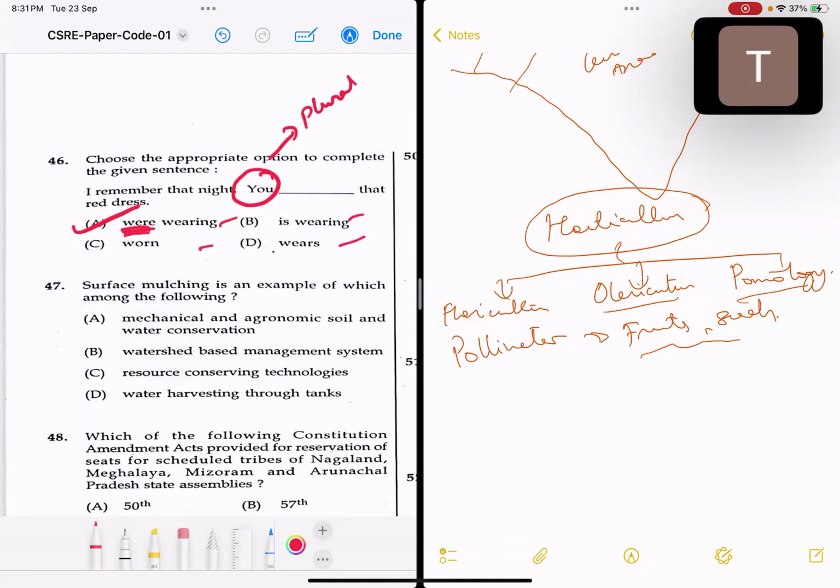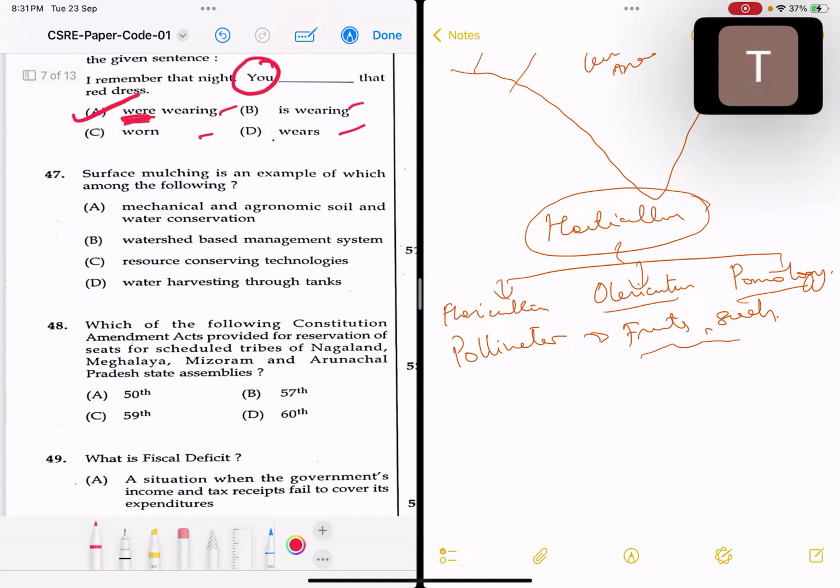Along with that, right? We never say how is you, right? We always say how are you, even if you are referring to a single person also. So when it comes to the word you, the verb that follows you should always be plural, okay?